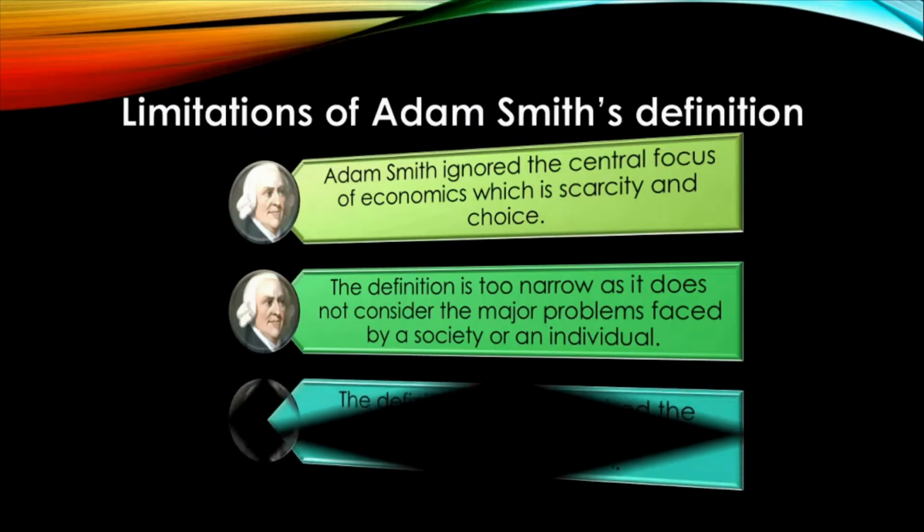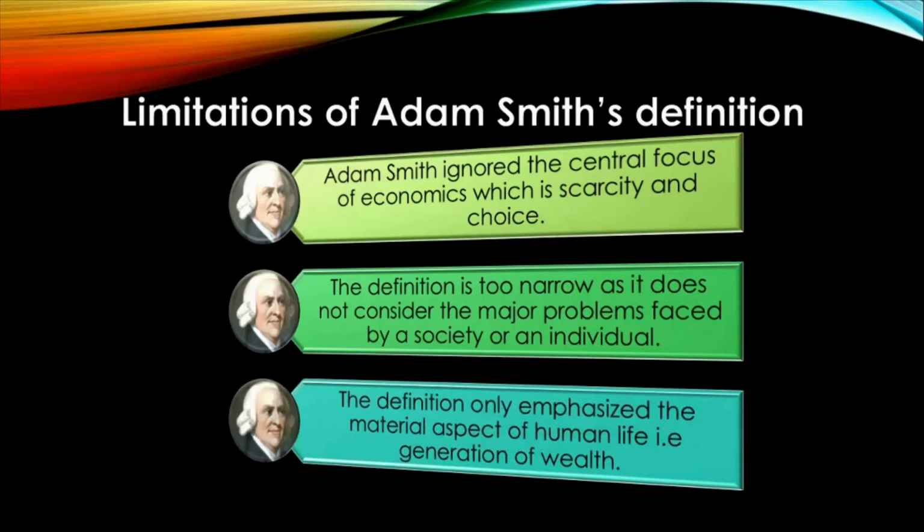And the last limitation of Adam Smith's definition is that he only emphasized the material aspect of human life, which is generation of wealth. Now, this simply means that economics as a subject only taught selfishness and love for money, as it ignored the non-material aspect of human life, which includes things like morals and values, education, health, as well as security, which are part and parcel of every human society.